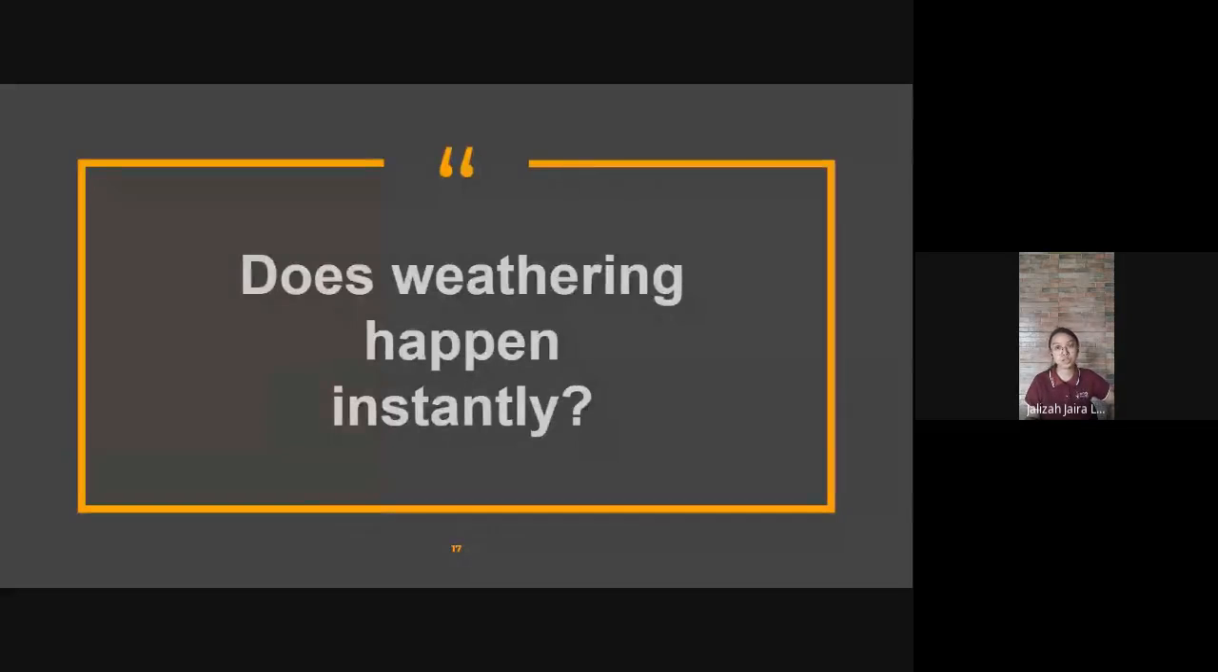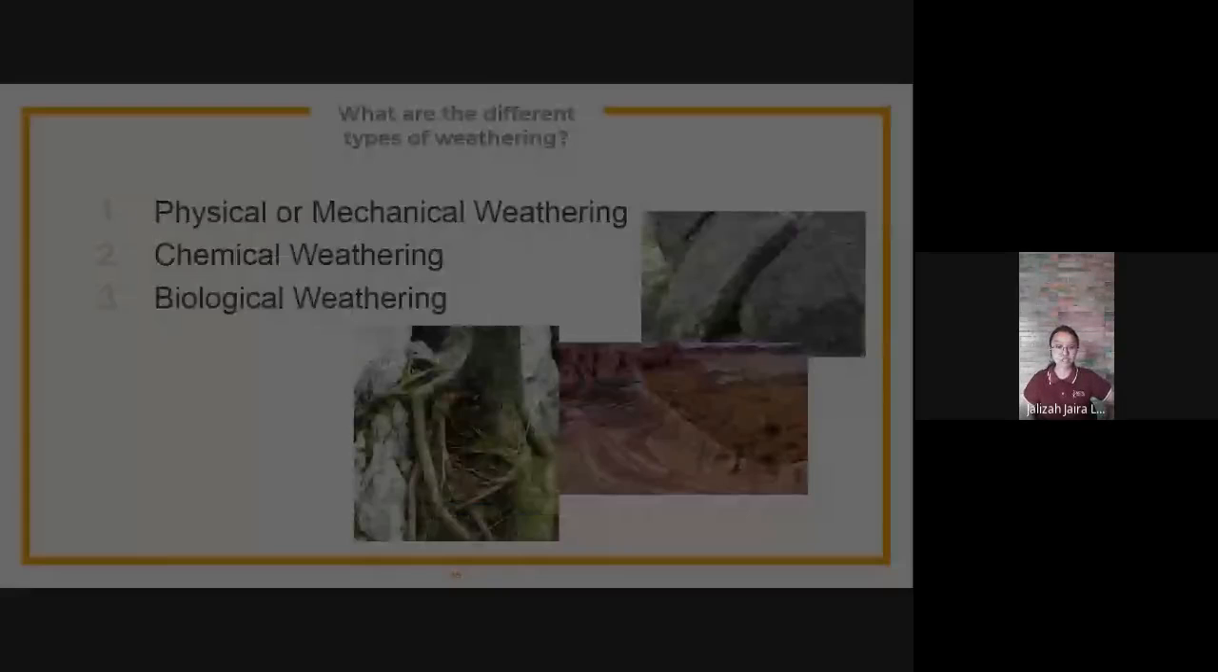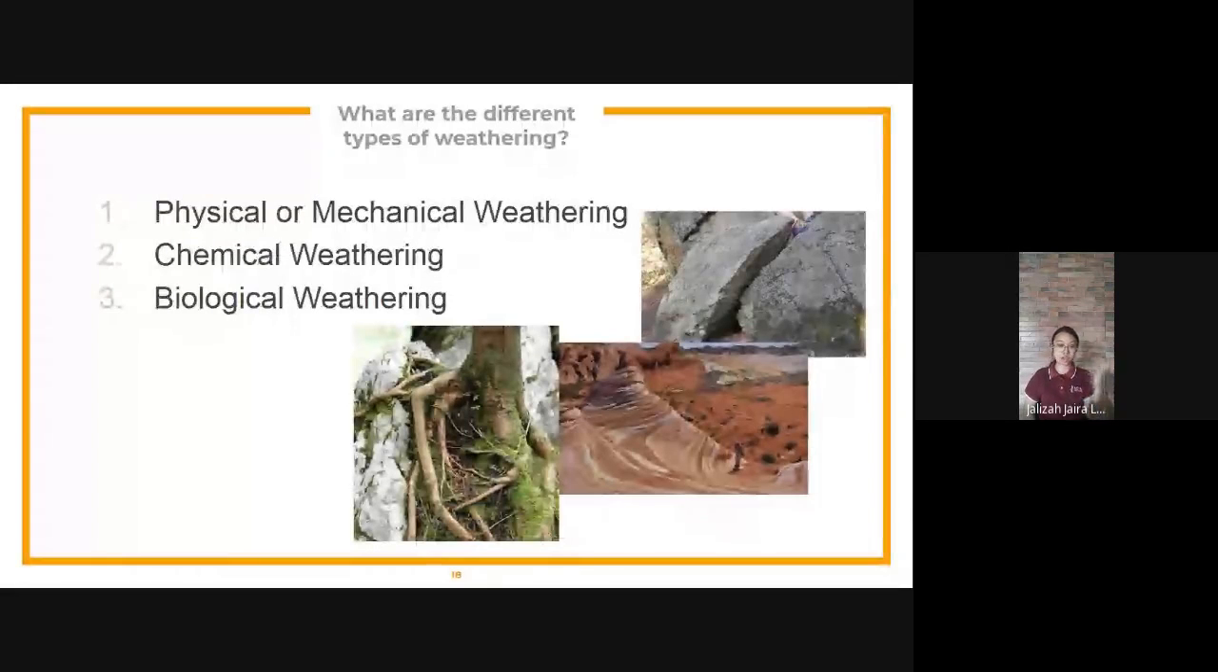Just one quick question. Do you think weathering happens instantly? You betcha, you're right. It does not happen instantly. Just like any process in this world, it does not happen instantaneously. It takes time. So with that, we're going to talk about the different kinds of weathering in this presentation. So we have physical or mechanical, chemical, or biological.